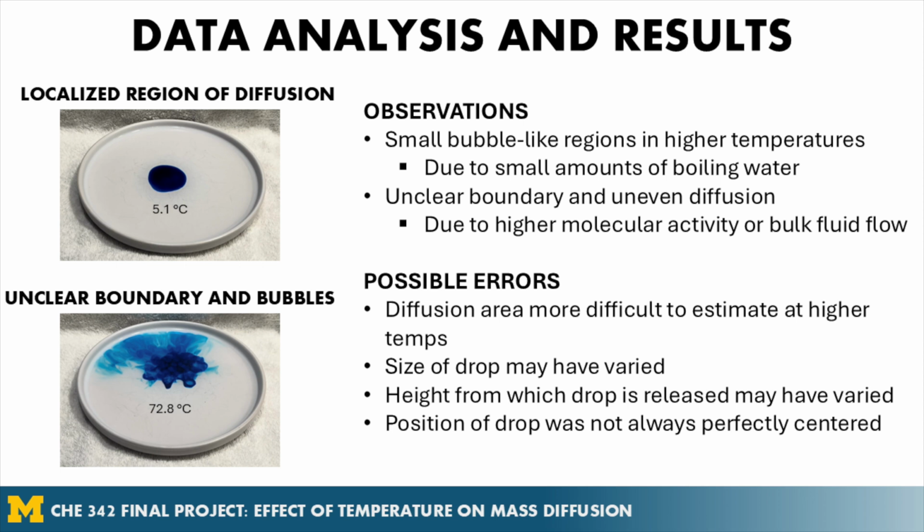Some observations that we can make from our data were that small bubble-like regions were found at higher temperatures, and this is possibly due to small amounts of boiling water. There was also an unclear boundary and uneven diffusion, probably due to higher molecular activity or bulk fluid flow. Some possible errors that we may have had were that the diffusion area was more difficult to estimate at higher temperatures. The size of the drops may vary, the height of the drops may vary, and also the position of the drop was not always perfectly centered.